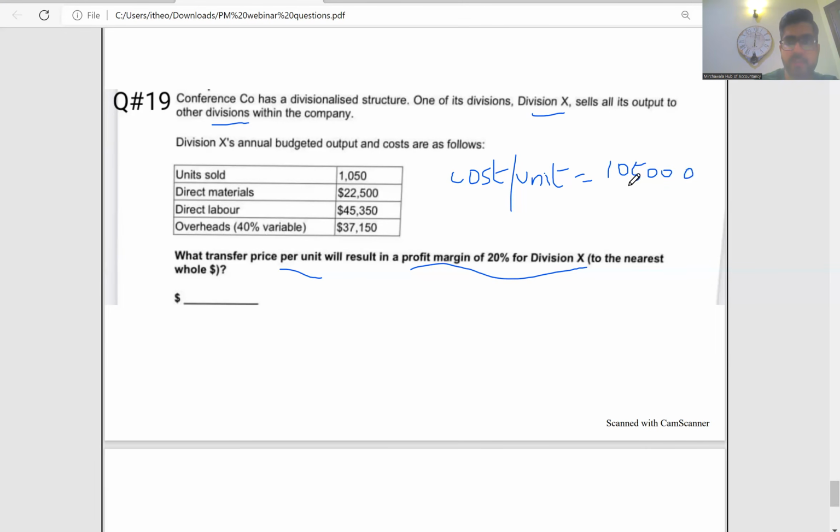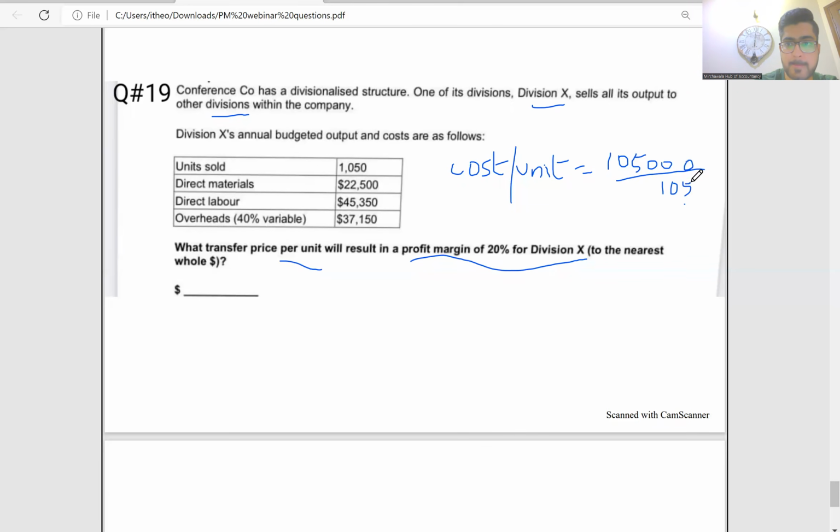So 105,000 is the cost, and how many units is it making? 1050. So cost per unit is 100. Okay. It has a divisionalized structure. One of its divisions sells output to other divisions. Its output is 1050. The cost is 105,000. So cost per unit is 100. What transfer price per unit will result in a profit margin of 20%? It wants to keep a profit margin of 20%.